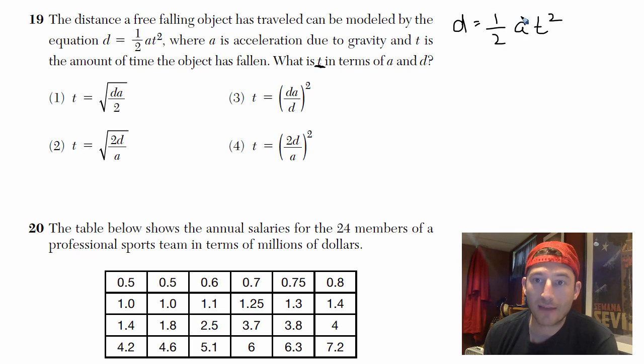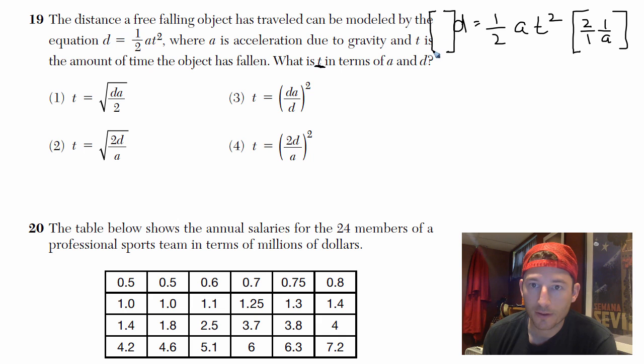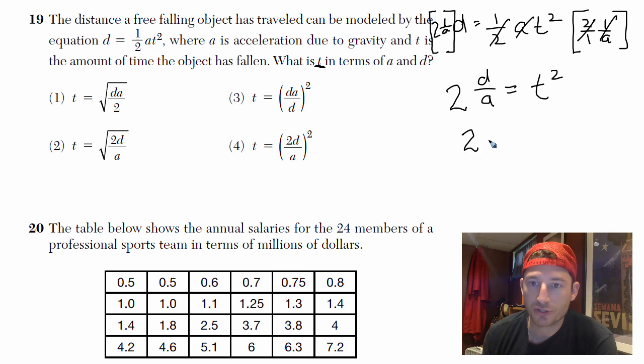I want to get rid of the 1/2 a. So to do that, I multiply by the reciprocal. 2 over 1 and 1 over a. And I got to do it to both sides. Sorry, I got a little crammed here. So I'm just going to multiply by 2 and 1 over a. So 1/2 times 2, a times 1 over a. So on the right side, we're left with t squared. On this side, we're left with 2 and d over a. And another way to rewrite that is just 2d over a. a is the only thing in the bottom.